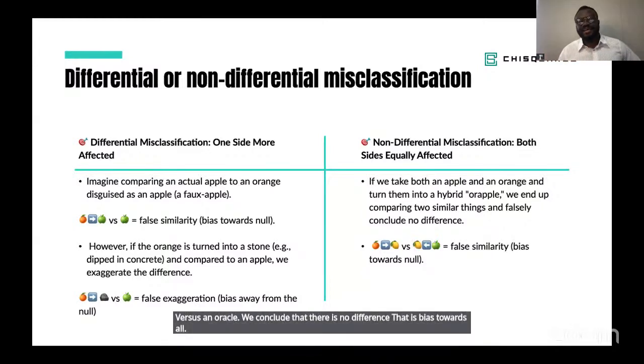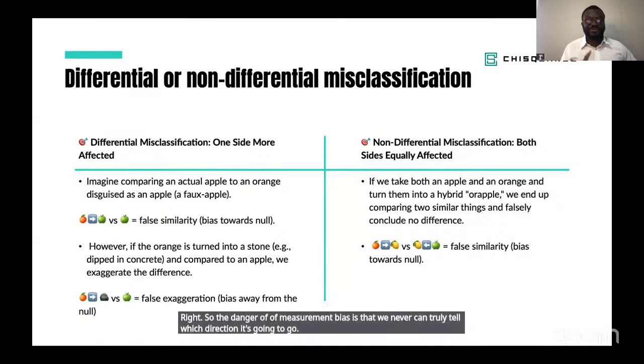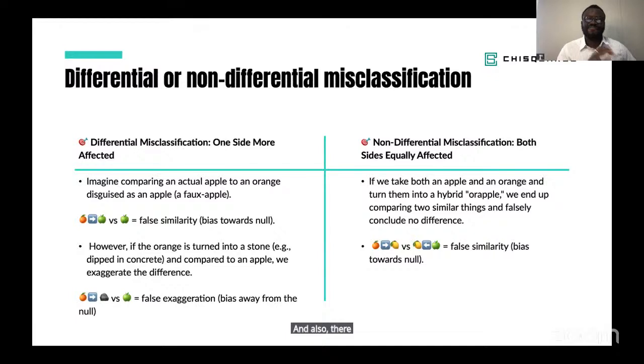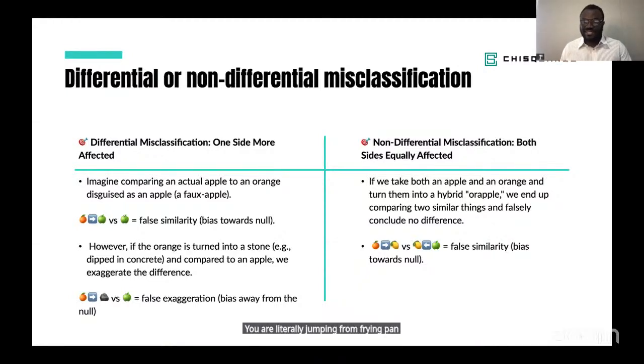So the danger of measurement bias is that we can never truly tell which direction it's going to go. And also, there is no medicine after death for misclassification bias. This is why it is extremely dangerous to veer into the terrain of multiple imputation when you don't know what you're doing, because you can end up with results where you are literally jumping from the frying pan to the fire. That's the point we're trying to make here.